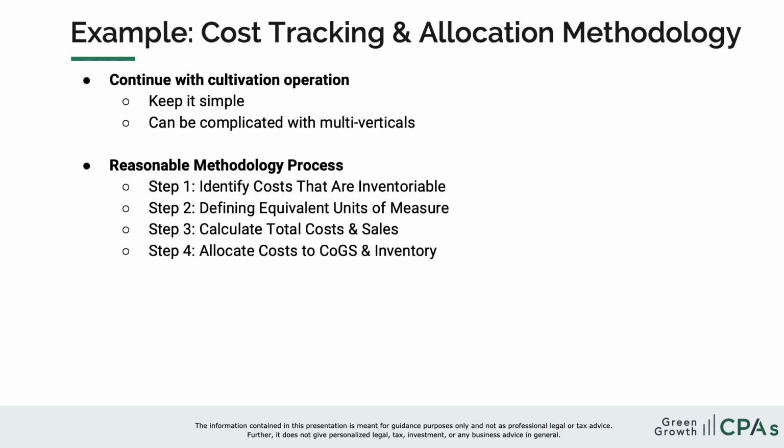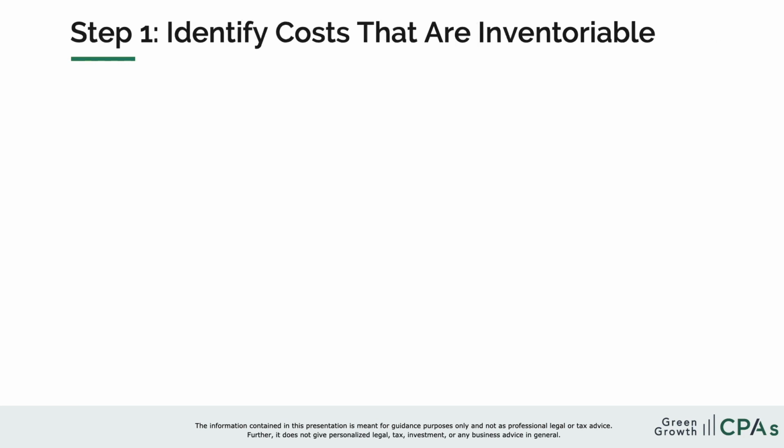Step 3, calculate total costs in sales. In step 4, allocate costs to COGS and inventory. So let's start with step 1 here. Step 1 is identifying costs that are inventoriable.